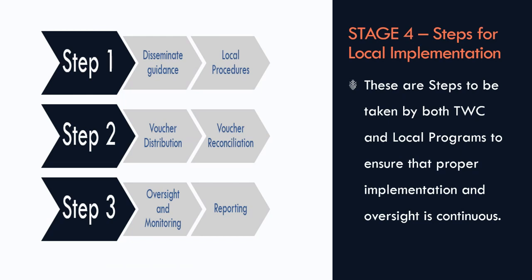The second thing, again, local procedures. For the purposes of today, as we go through this process map, my goal is that I can really highlight, hey, this is going to be a local procedure that you need to think about and plan for. And that's going to be the cue for you guys to start thinking about what that really looks like for you. The next step is going to be the actual voucher distribution.